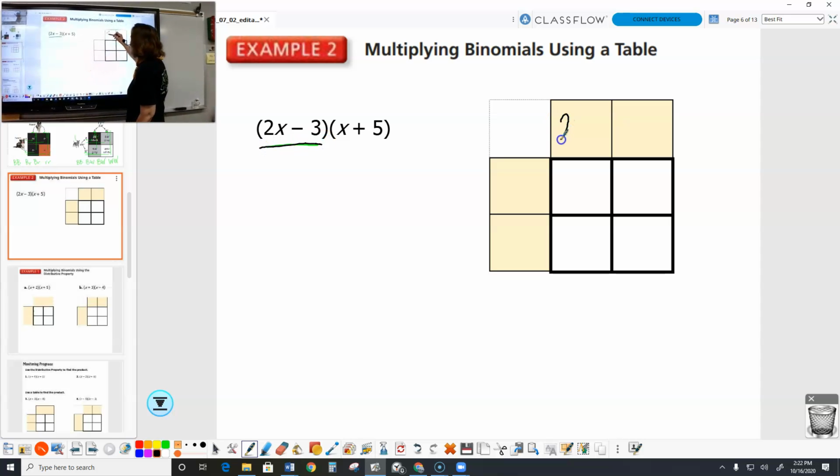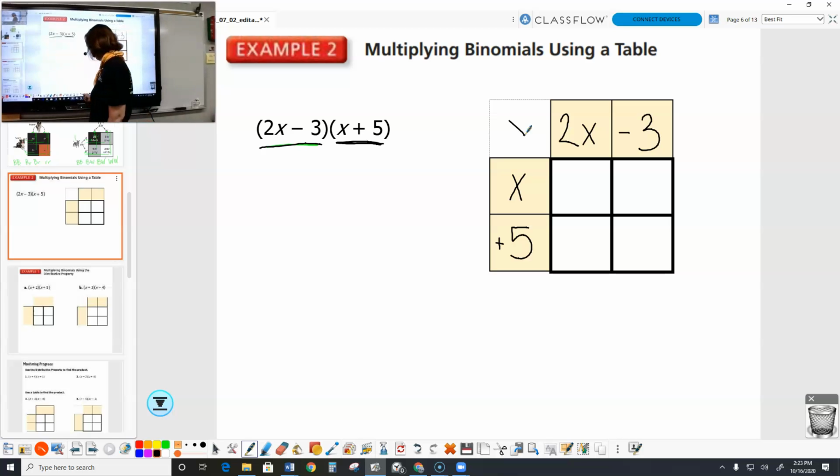I'm going to write that as 2x. I'm going to put the first term in the first box, and I'm going to put the second term in the second box. So 2x minus 3. And I'm going to take this binomial, and I'm going to put the first term in the first box, and the second term in the second box. And now I'm going to multiply everything together. Oh, I should not put an x for multiply.